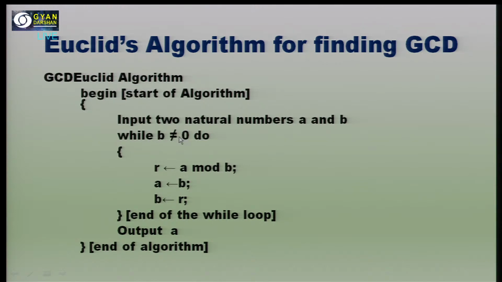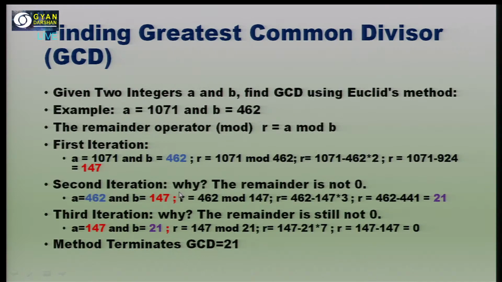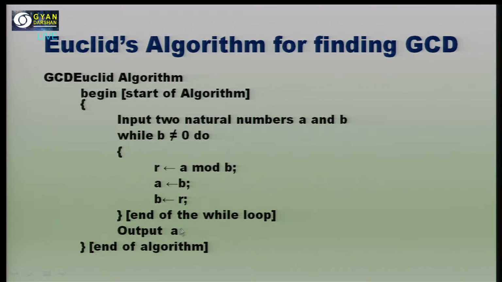It checks whether B equals 0 or not. If it is not, it goes through. If it is 0, then what is output? The value of A is output. Why? Because A has already got the last value of B. In this particular case, the next iteration will contain A as 21, right? When terminating, B will be transferred to A. So A is going to be 21 and the remainder 0 will come to B. At that point of time, your A contains the output, your GCD. So that is being output.